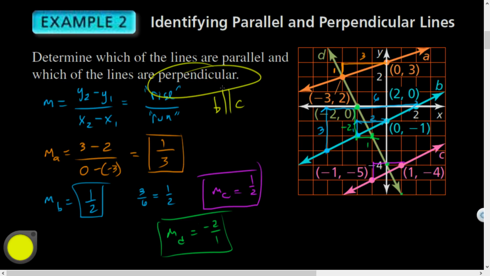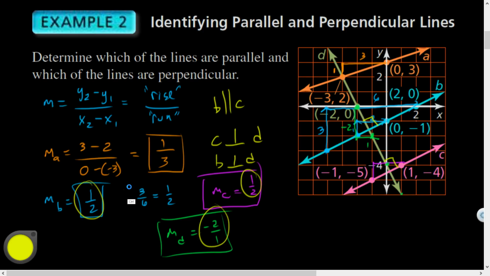All right, perpendicular lines, are any of them perpendicular? So C is perpendicular to D, and B is perpendicular to D. So these are perpendicular here and here because their slopes are opposite reciprocals. And just to show you the book's way, I'll verify that. Notice that 1/2 times -2 over 1, my bad. The 2's would cancel, the 1's cancel, and I'd have -1 left over. It does, in fact, work out.